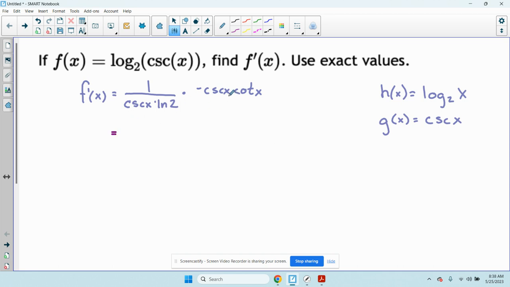So here I have cosecant on top, cosecant on bottom. So that will cross out with that. So it looks like it's going to clean up a little bit. I'm left with negative cotangent x over ln of 2. And that is going to be your derivative.